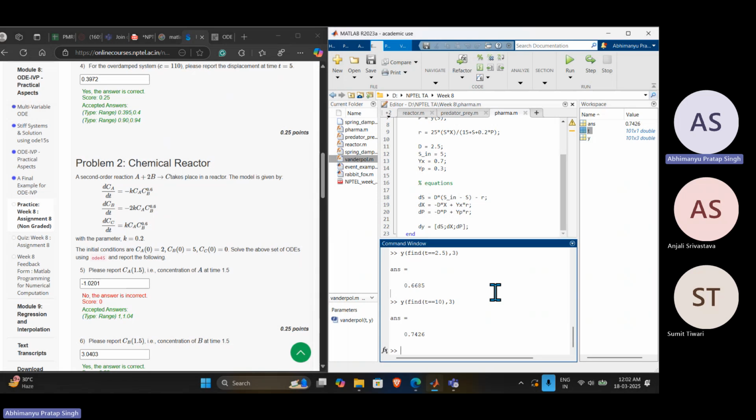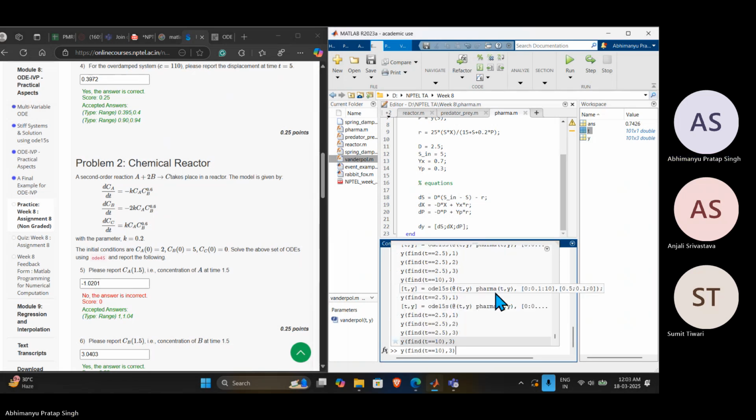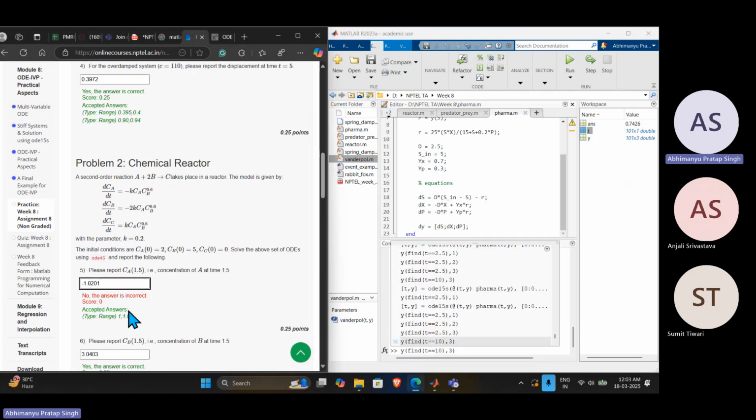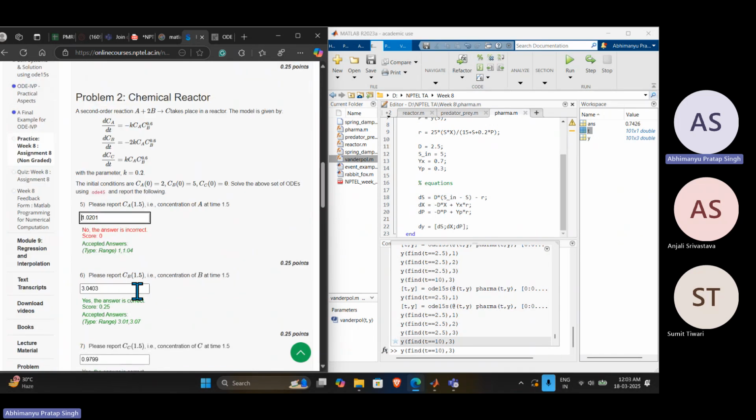If I entered a minus sign by mistake, this should not be minus. Concentration can never be negative. I entered a minus sign by mistake.